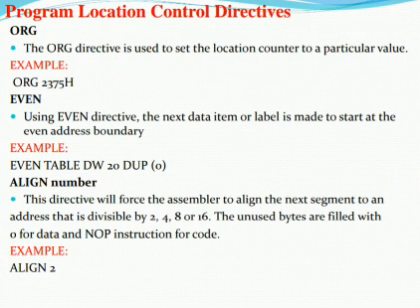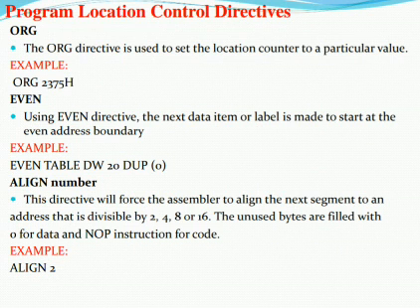And the next directive is EVEN. This directive allows the even memory address only. That is, the next data item or label is made to start at the even address boundary. Consider the example EVEN TABLE DW 20 DUP(0). Here the table consists of 20 elements and the elements are assigned the 0 value, and the next memory address must be an even memory address. This is specified in this directive.